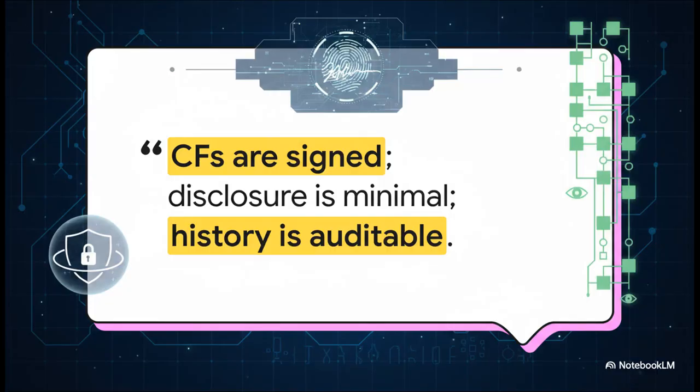If you walk away with nothing else today, remember these three promises. These are the invariants of our system. 1. All contributions are signed. 2. Disclosure is always minimal. 3. All identity history is auditable and immutable. These are the rules we never, ever break.